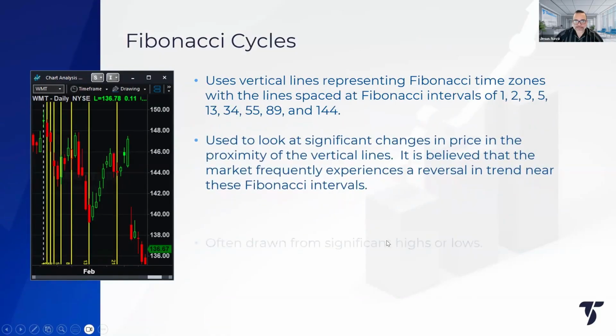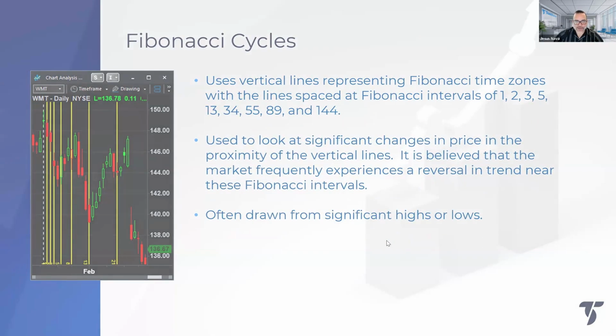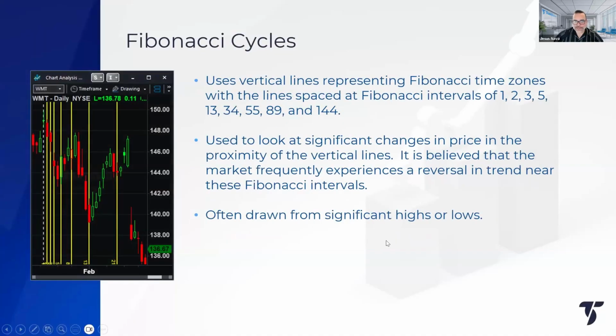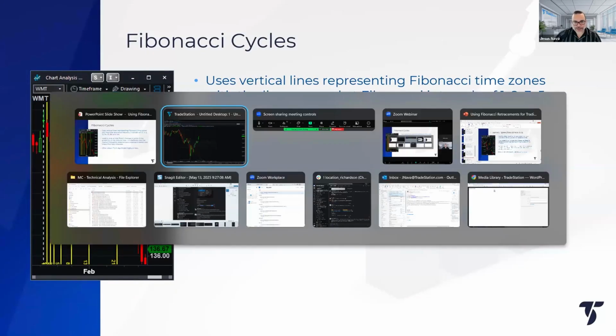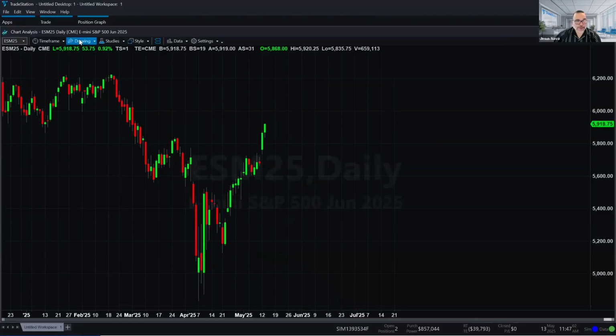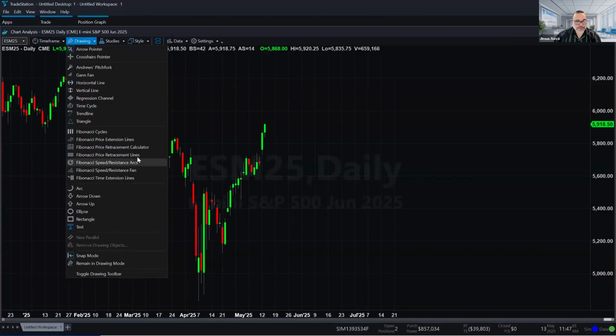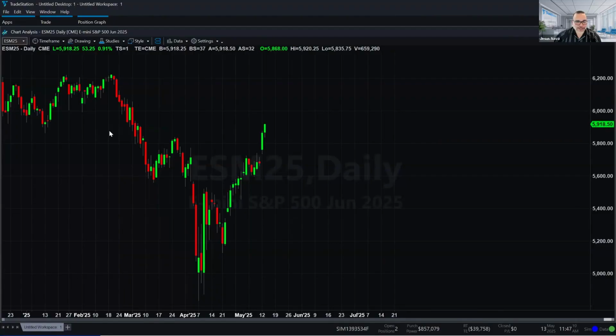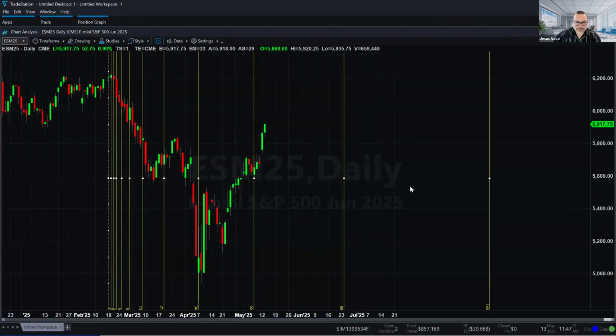And lastly, the cycles. Cycles are drawn so they stick to the Fibonacci sequence. Let me go back here to my TradeStation and go to drawing. Let's see. Cycles, I think, is the one that just takes one click. There we go. And it creates the Fibonacci cycles, vertical lines, very similar to the time extension.